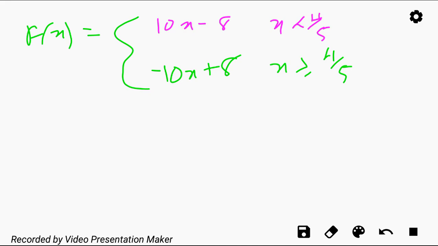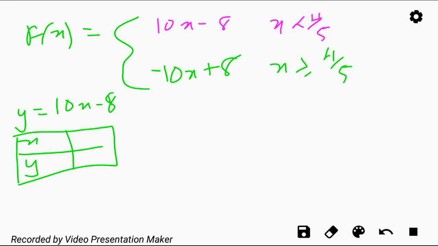To sketch them, I need a few extra points. For the first graph, y is equal to 10x minus 8, so I'm going to come up with my table, and then pick two numbers that agree with my interval. This is less than 4 over 5, so I'll put 4 over 5 there, then pick something less than 4 over 5. I can pick a 0, yeah?